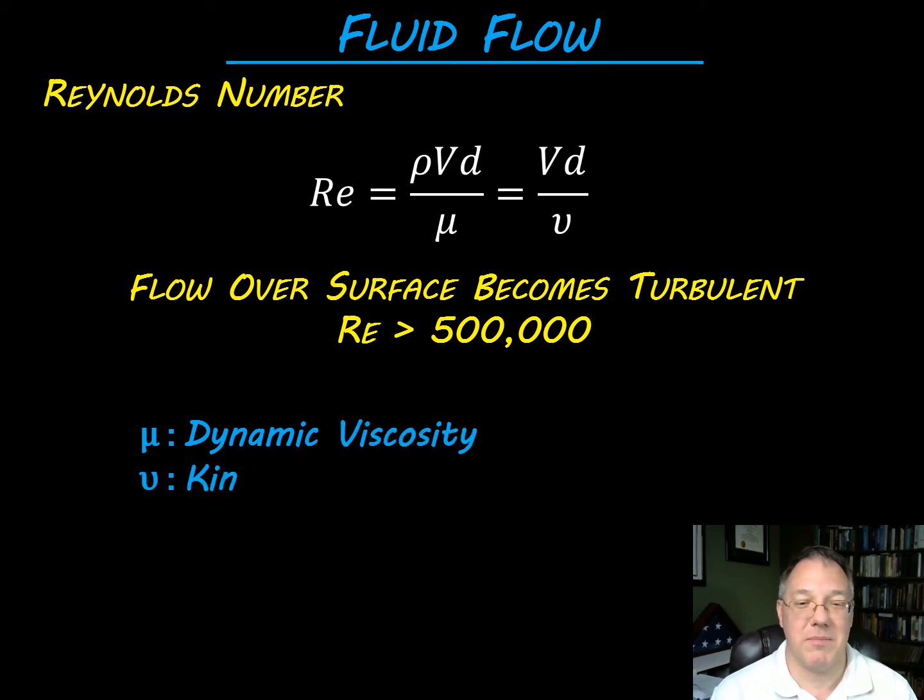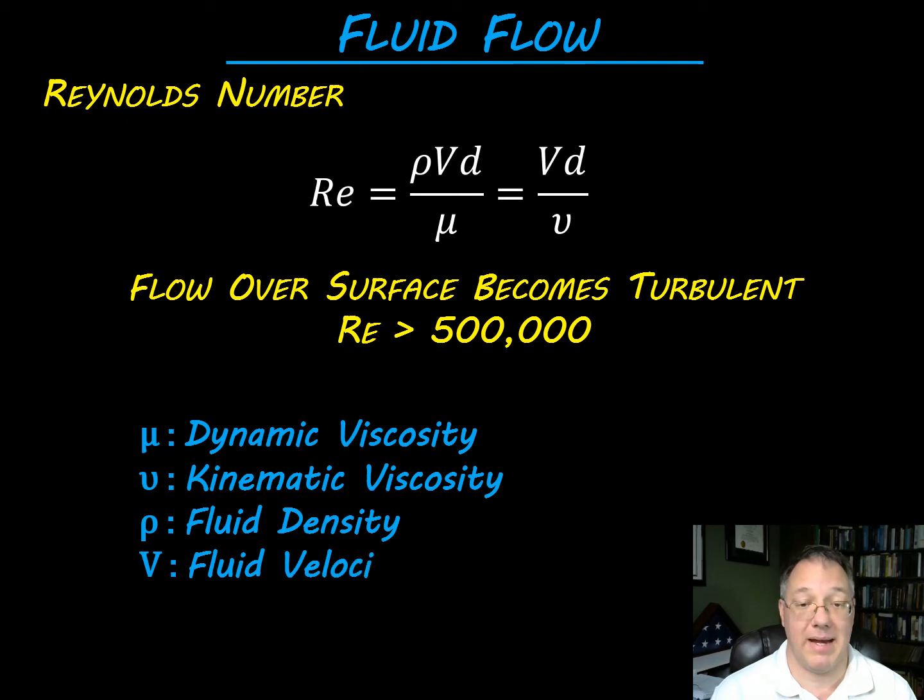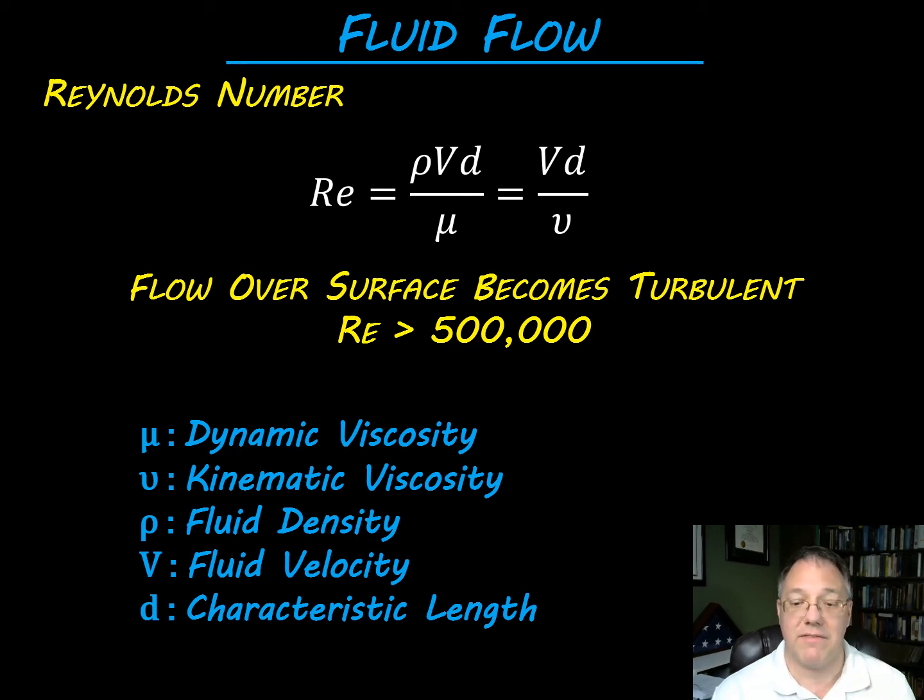So what are some of the things that go into that? We have to understand our dynamic viscosity or our kinematic viscosity, and then we can know our fluid density, the fluid velocity that we're looking at, and the characteristic length. Now, if we just have a sphere, the characteristic length is the diameter, so we get this d. But as we get some other shapes, it'll be a different length that we're dealing with there.